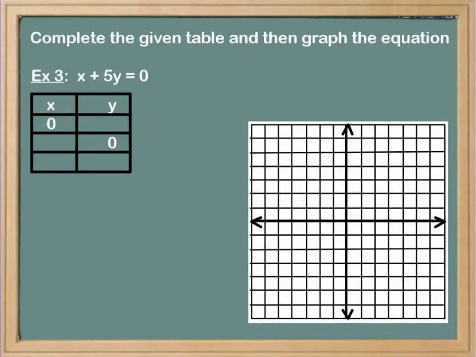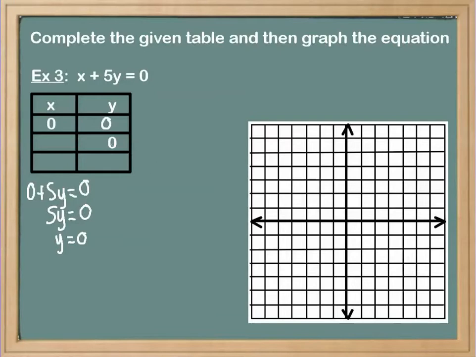Let's go ahead and start by plugging in a 0 for x. If I take a 0 and plug it in for x, I get 0 plus 5y is equal to 0. That's just 5y is 0. If I divide by 5, I just get y is 0. Nothing too interesting there. So, when x was 0, y was 0.